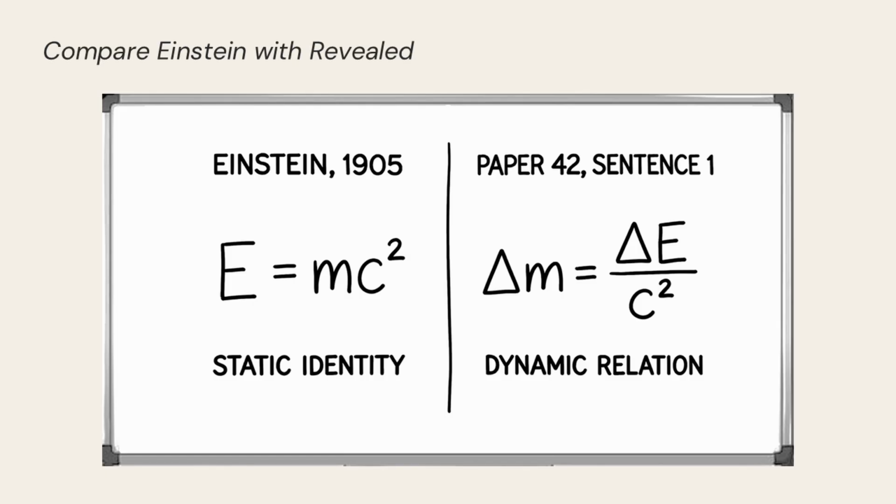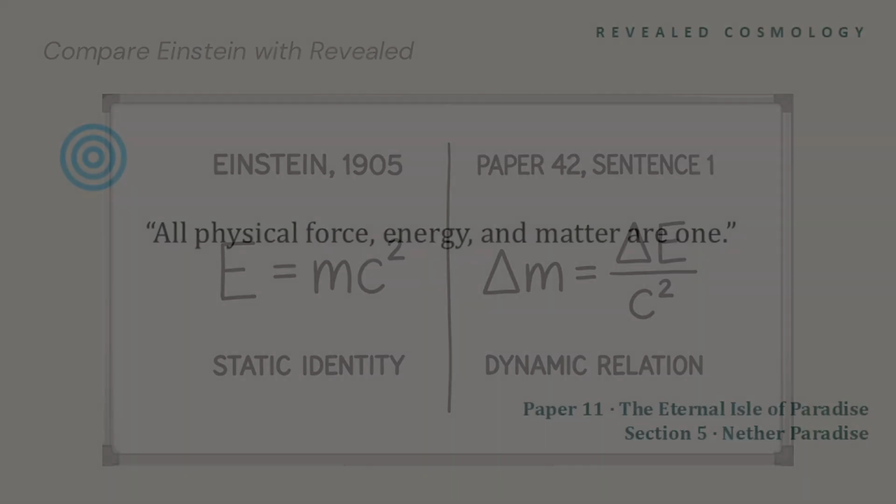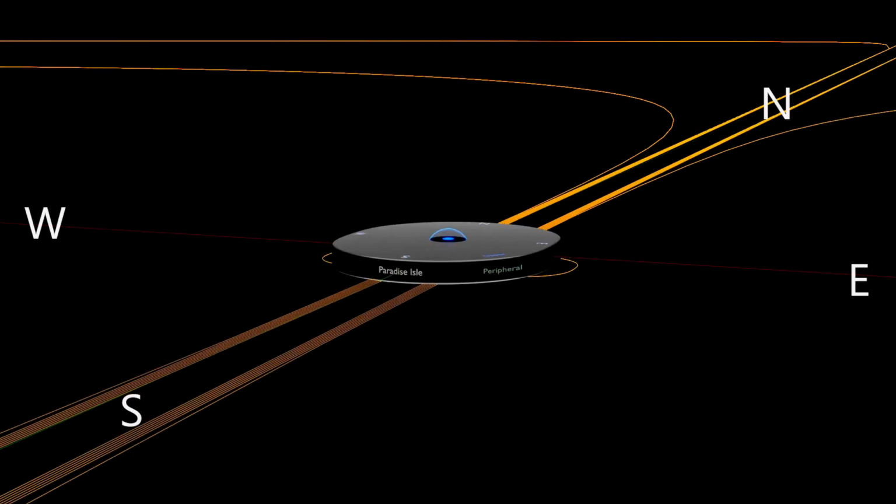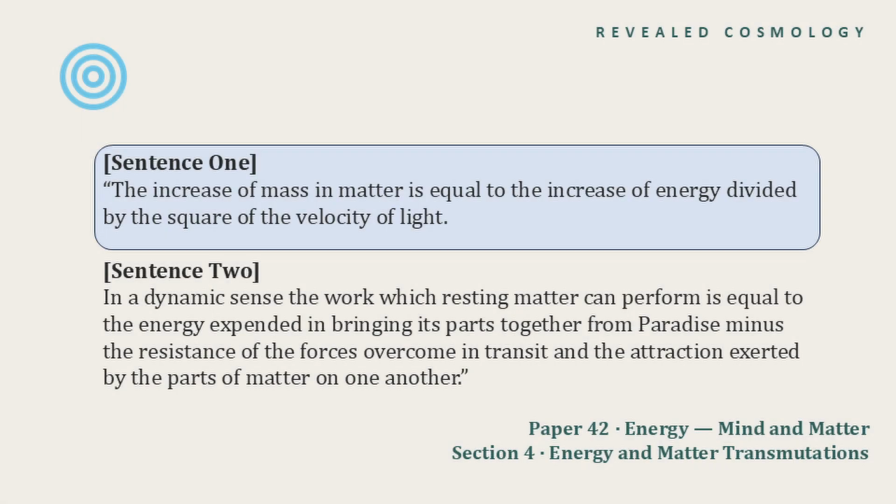universal equivalence. The papers affirm a deeper equivalence elsewhere in paper 11 where they say, "all physical force, energy, and matter are one." That unity runs the full chain from mother force of space to organized atomic matter. The first sentence of 42.411 is situated at the bottom end of that chain, the place where Einstein's equation operates.